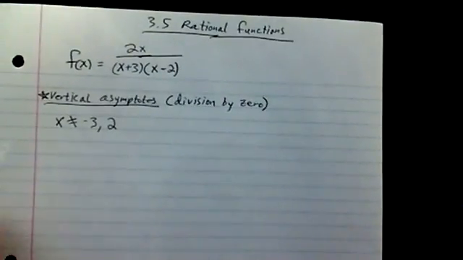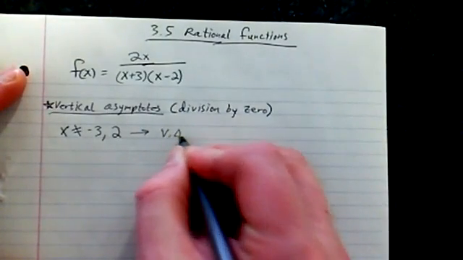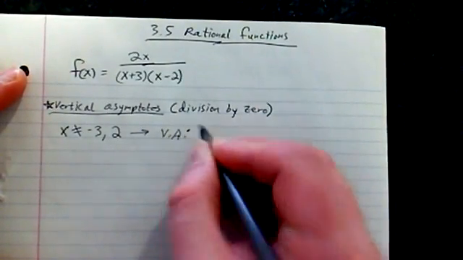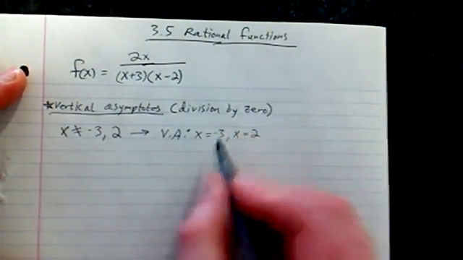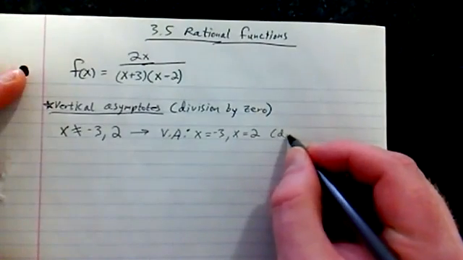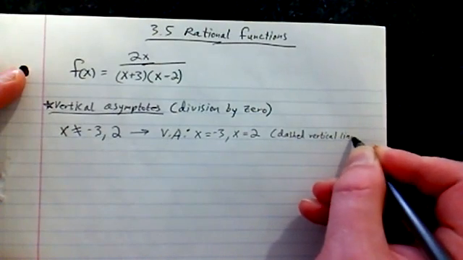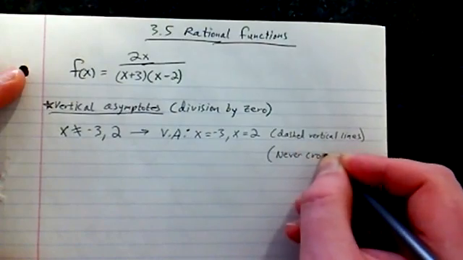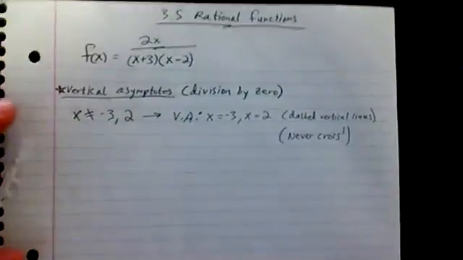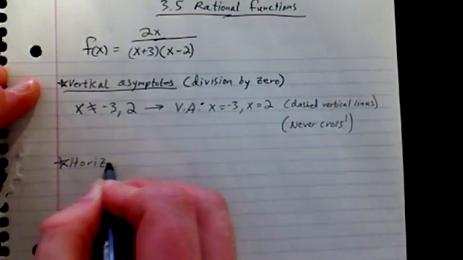I want to go back to our equation here. So we said x cannot be equal to -3 and 2. What that tells us is that our vertical asymptotes are x equal to -3 and x equal to 2. Those are those dashed vertical lines. We can never cross those. Okay, so that's fine. We also have something called a horizontal asymptote.